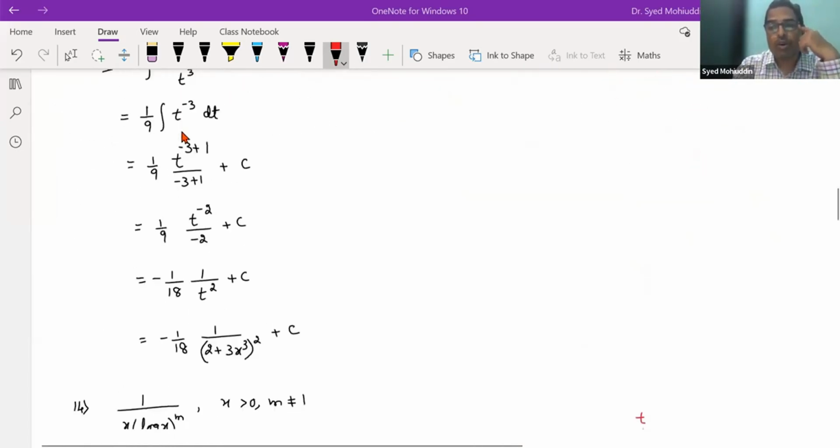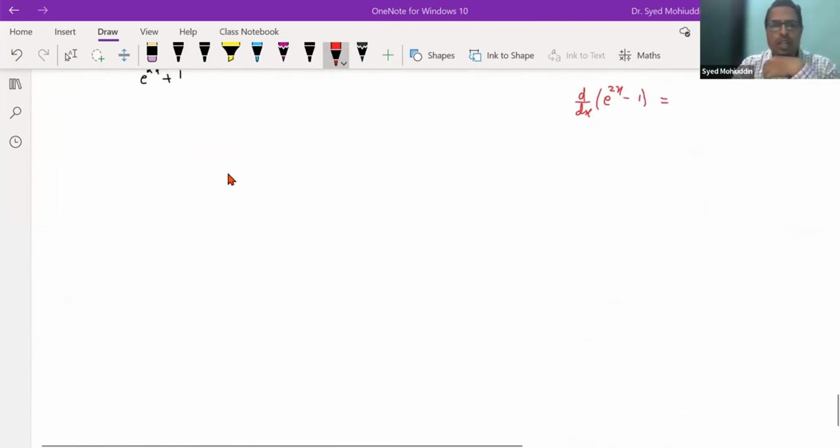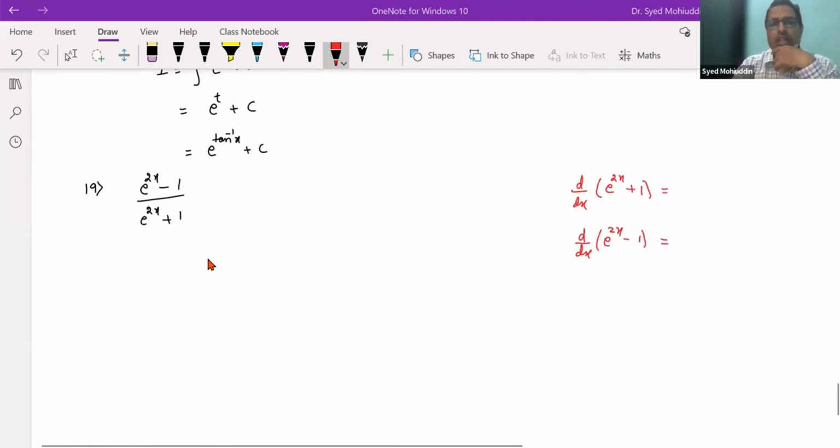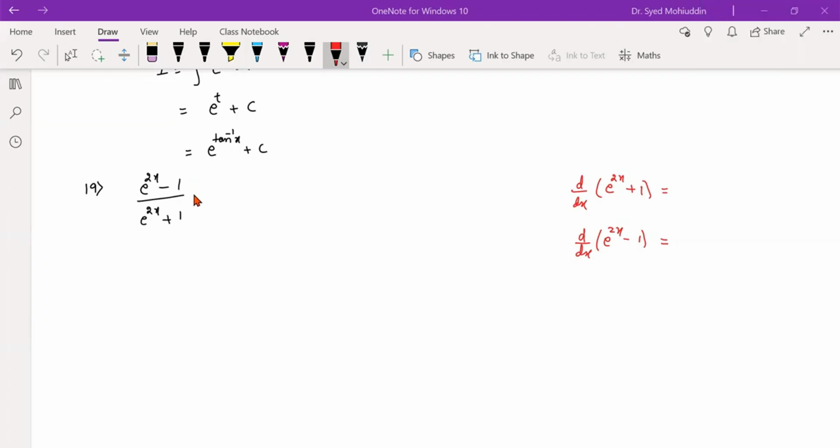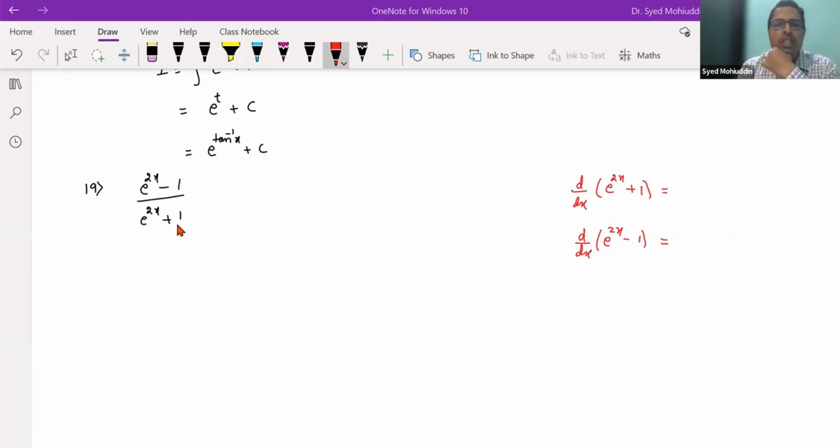You have e power of 2x minus 1, divided by e power of 2x plus 1. The only possibility is that if you want to differentiate this one, you have to get similar terms in both cases, because you have the 1 over here, and its derivative is not possible, right? So now the question is, if you can get e power of x in both the first term as well as the second term, then you'll be able to get the expression.